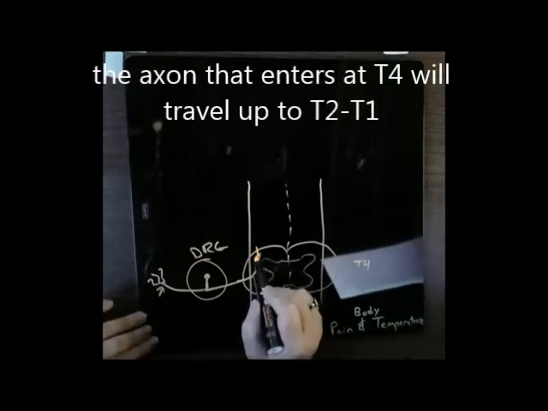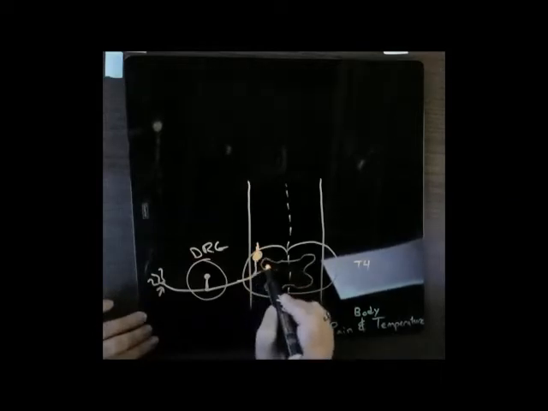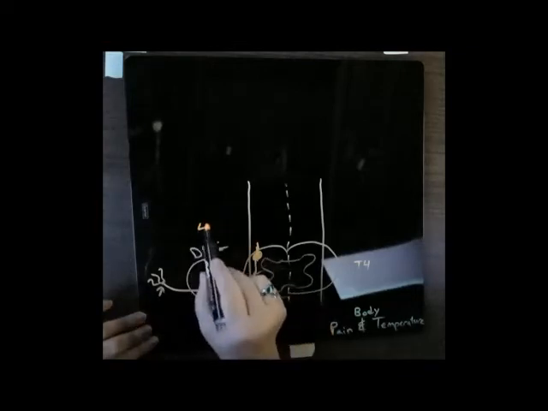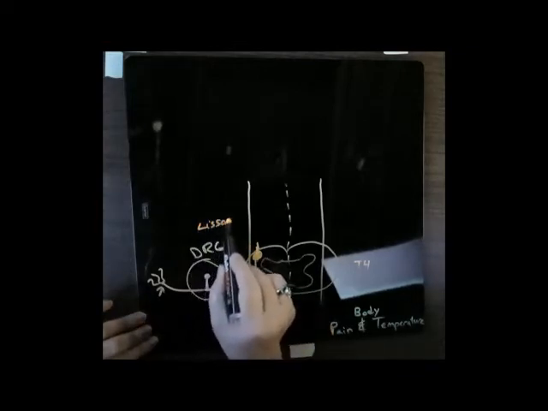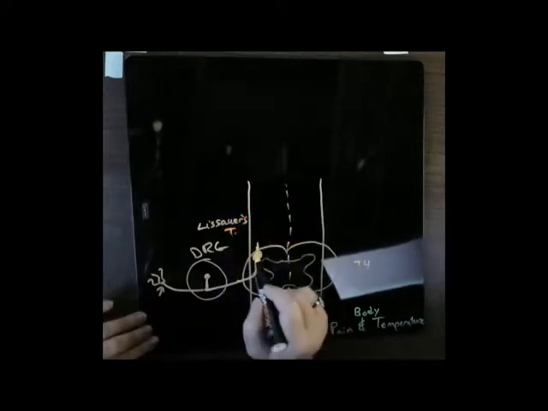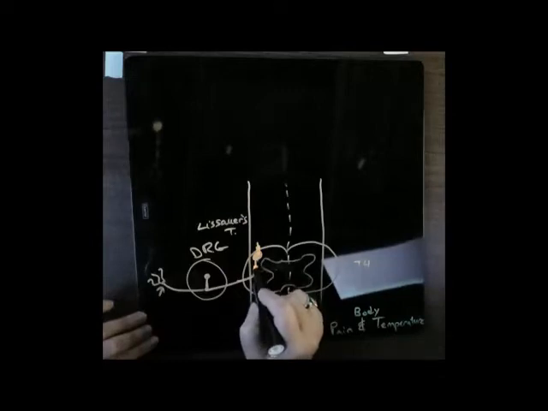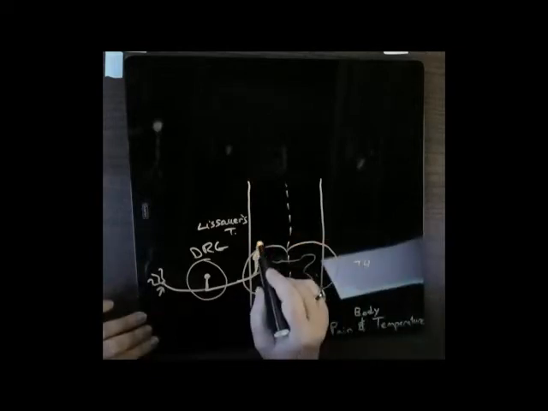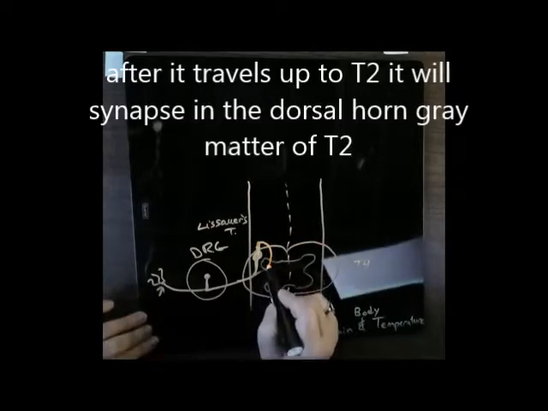tract called Lissauer's tract. Lissauer's tract is a little white matter cap right on top of the dorsal horn, right? Here's the dorsal horn and the spinal cord. This is Lissauer's tract. Okay, so there's no synapse yet. This is the central portion of these axons. So it's going to travel up. After it travels up, it will enter into the dorsal horn and synapse there.